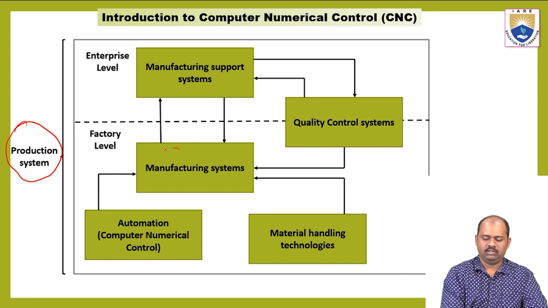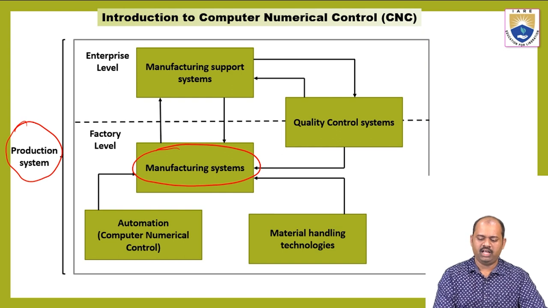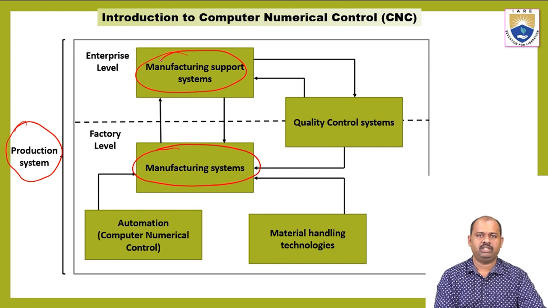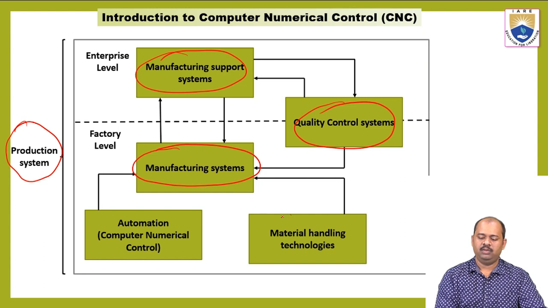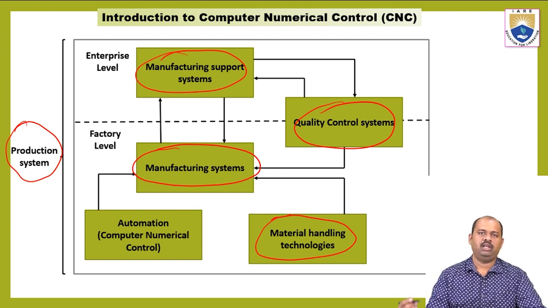Here we can see the center one, the manufacturing system. A manufacturing system is nothing but a system which can manufacture metal parts or metal automobile elements, etc. This manufacturing system will be supported by other systems: manufacturing support systems, which are in the enterprise level, and then the quality control system, which will check the quality of the parts being produced using the manufacturing systems, and then material handling technologies. Material handling technology is the process where the raw materials as well as the finished products are handled, how they are packaged, how they are transported, and how they are delivered to the end consumer.